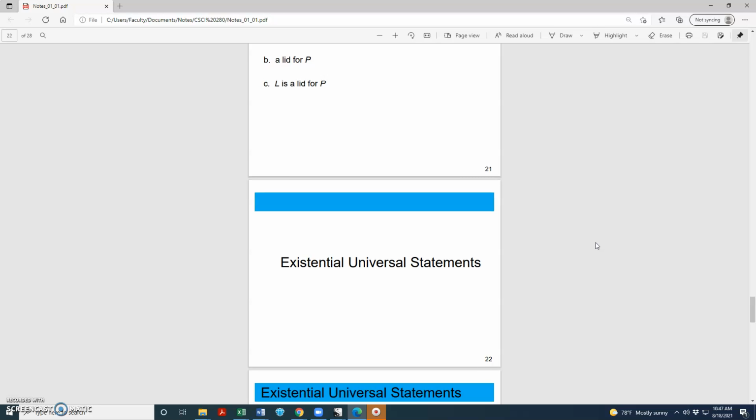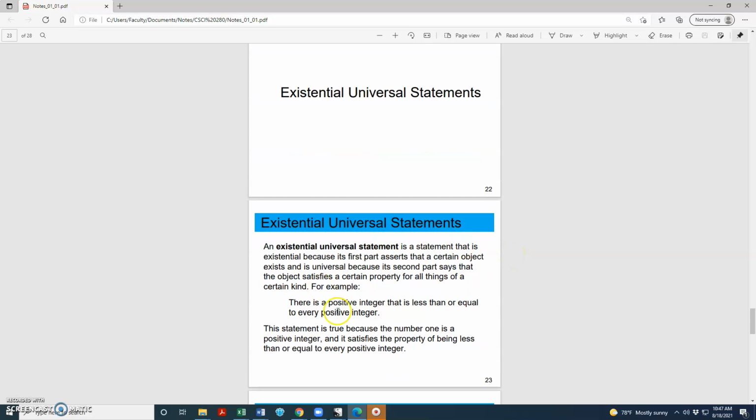All right, now what we were looking at were universal existential. Now let's look at existential universal. So these are going the other direction. The existential part is first. So if we look at our example here, there is, that's my existential part, a positive integer that is less than or equal to every positive integer. So that every is my universal part of this statement.